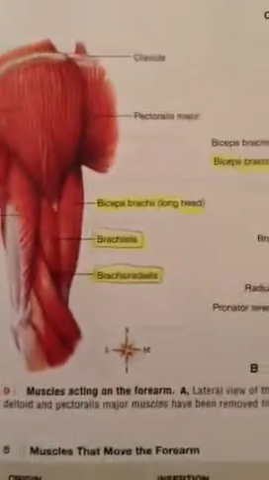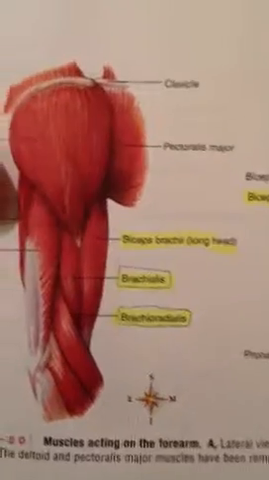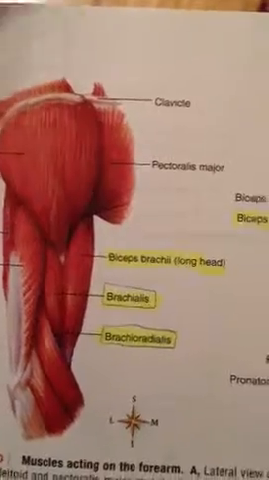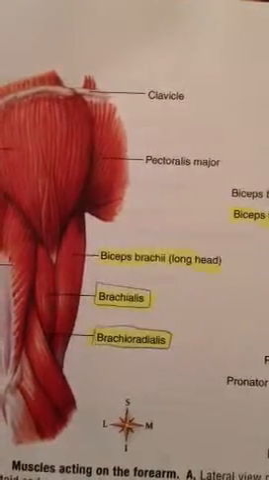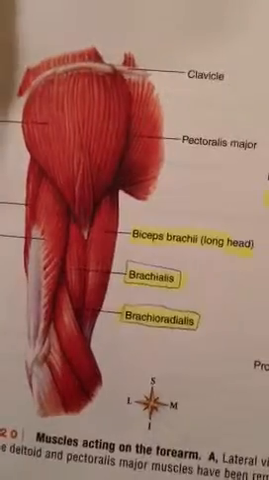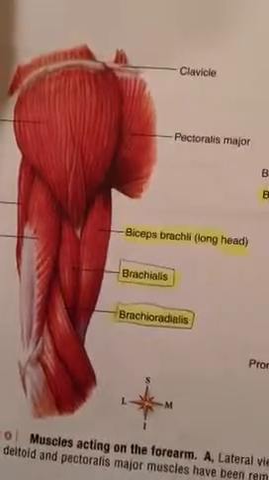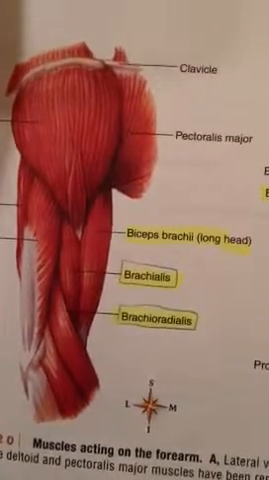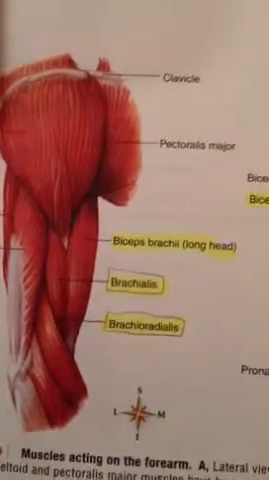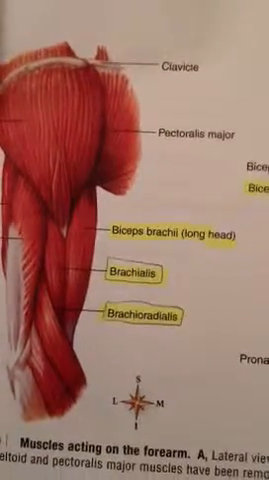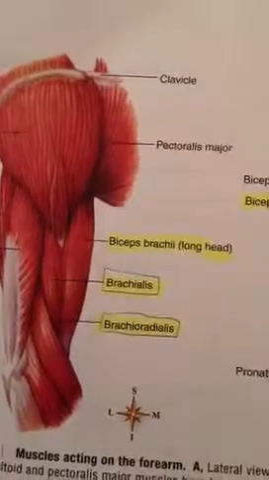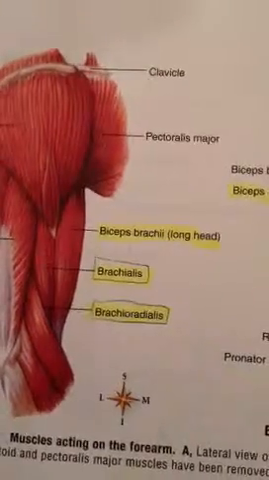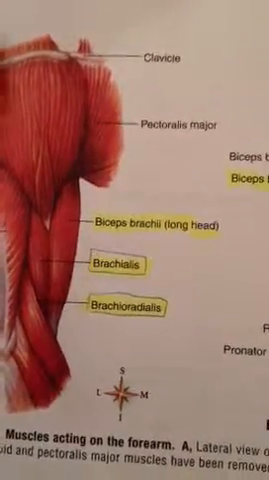Biceps brachii. Origin is scapula. Insertion is radius. It flexes the supinated forearm. Brachialis. Origin is humerus. Insertion is ulna. It flexes the pronated forearm.